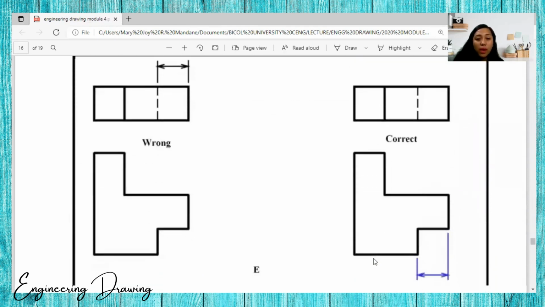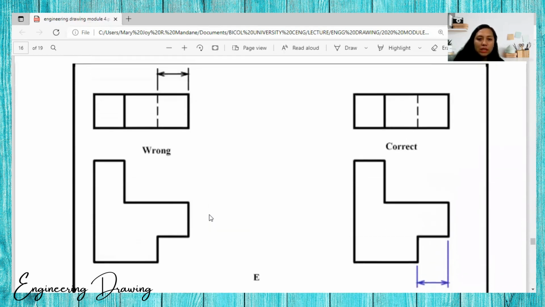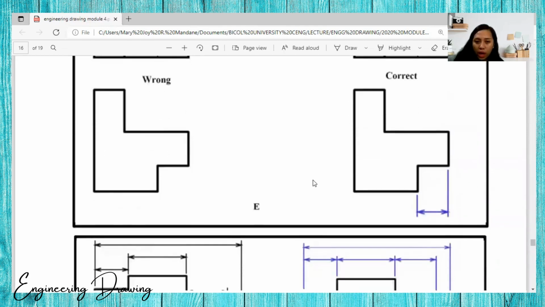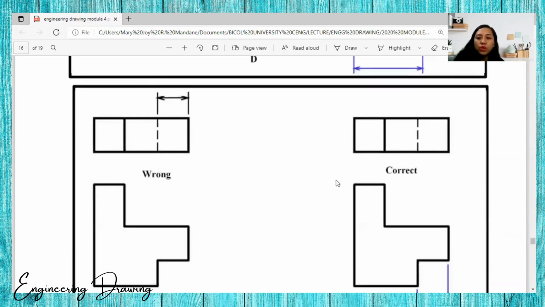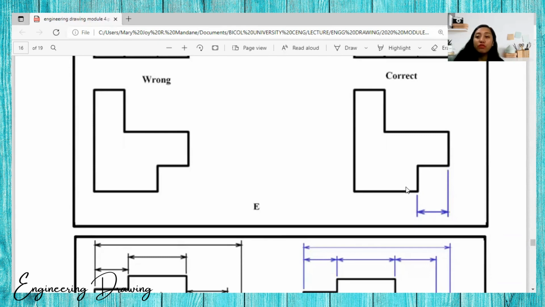This is a wrong way because hindi mo na kailangan sa top view na magkaroon, dito ka magsusukat o maglalagay ng dimension. The correct way to put your dimension is sa front view. Okay? Front view po tayo.